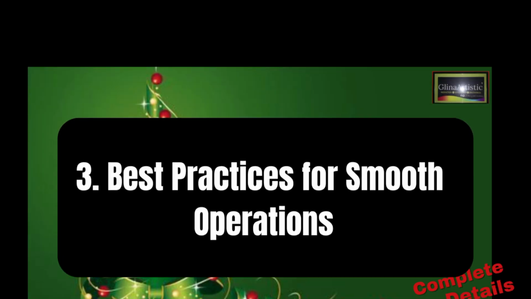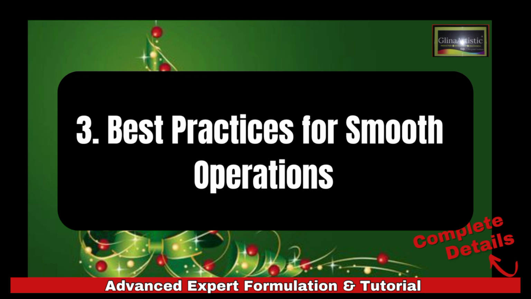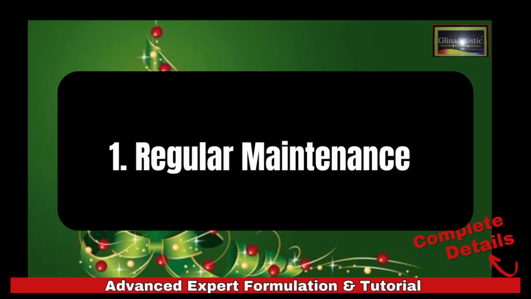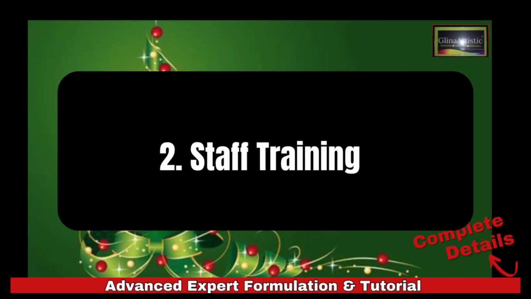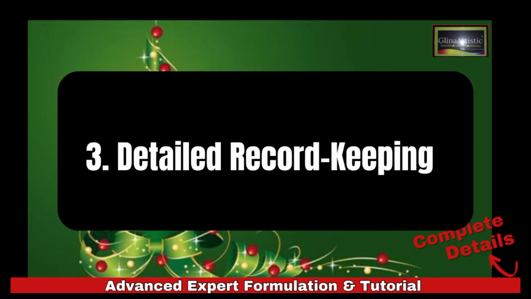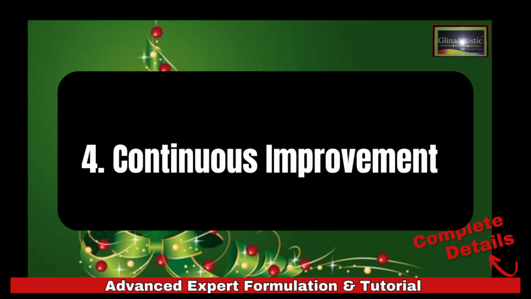So now the best practices for smooth operation, that's to say how to keep your production running smoothly. One, regular maintenance. Clean your mixers and your tanks to avoid contamination. Two, staff training. Ensure your team knows how to identify and resolve issues as well as you. Three, detailed record keeping. Maintain your formulation and production records, very important. Four, continuous improvement. Use your customer feedback and test results to refine your process.